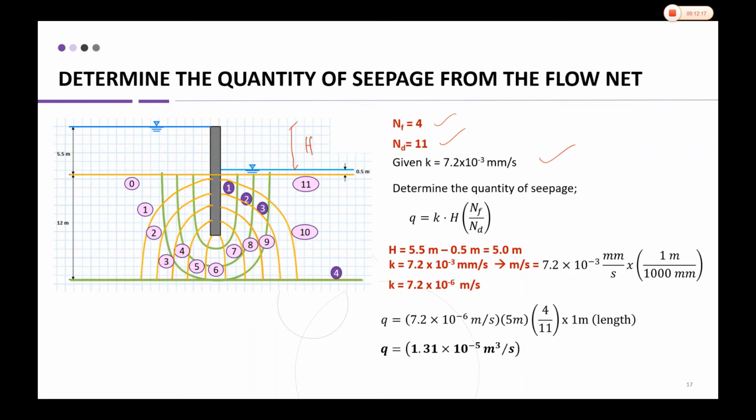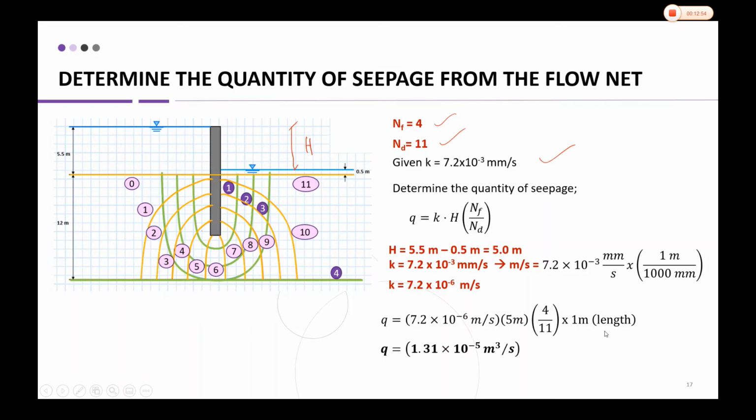Then the coefficient K, 7.2 exponent negative 3 mm per second. We need to change the unit, because the unit must be the same for all the parameters. So mm per second we change to meter per second, and we will have 7.2 exponent negative 6 meter per second. Now everything we substitute in this equation. So K 7.2 exponent negative 6 meter per second, H 5 meter, NF 4 and ND 11.